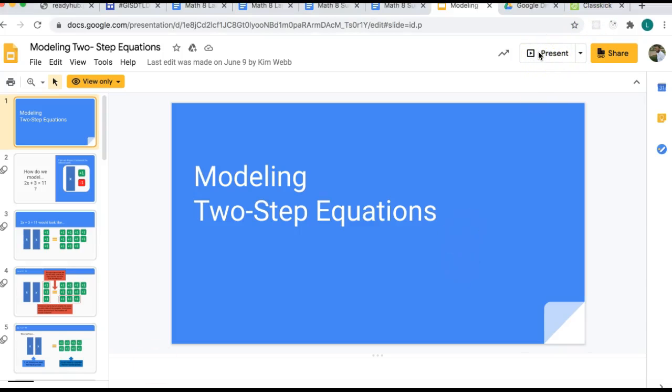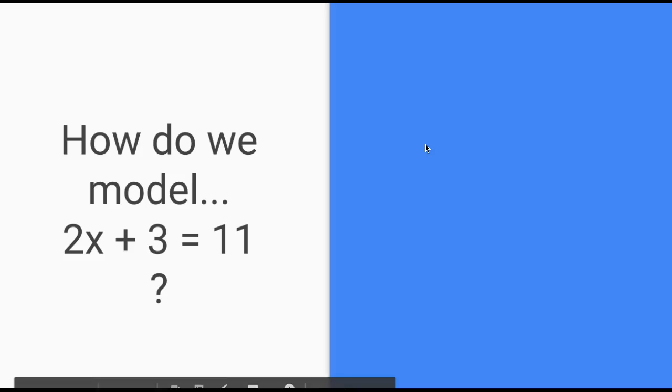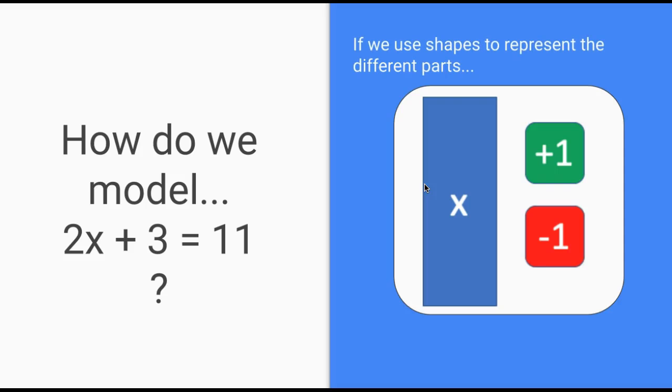Today we're going to be talking about modeling two-step equations. And as we get into this, I'm going to explain something to you. So here's the question. How do we model this equation? 2x plus 3 equals 11. Well, it's simple. We're going to use these shapes to represent these numbers.